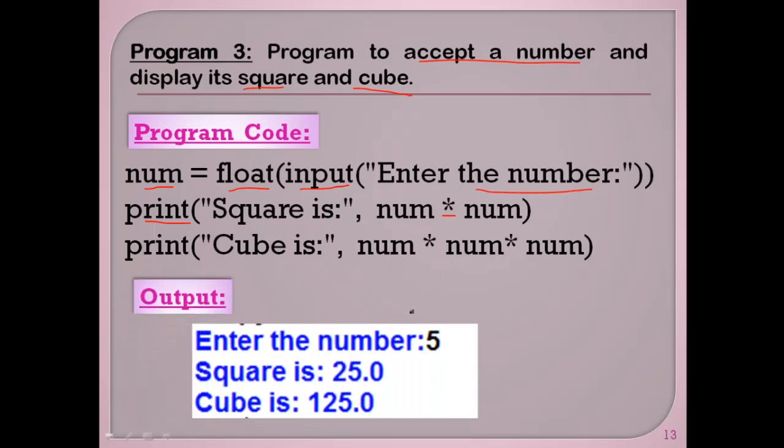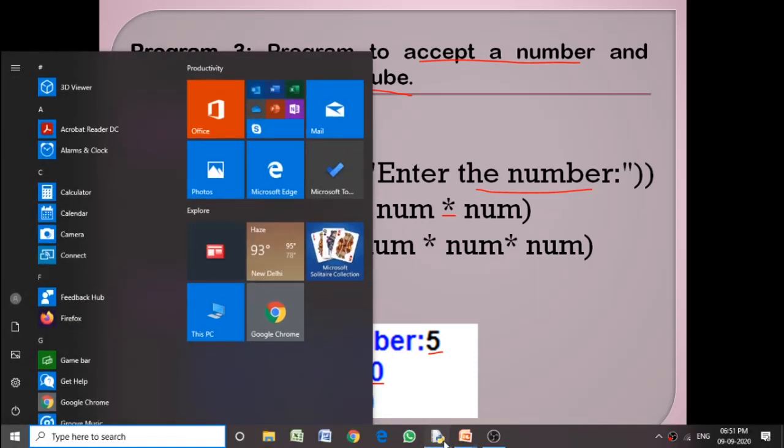The output will be, I am entering the number as 5. Enter the number 5, and the square is 25.0. Cube is 125.0. Even if we have inputted a whole number, the output will be displayed as a float number since we are storing the data as float. I will show the output.